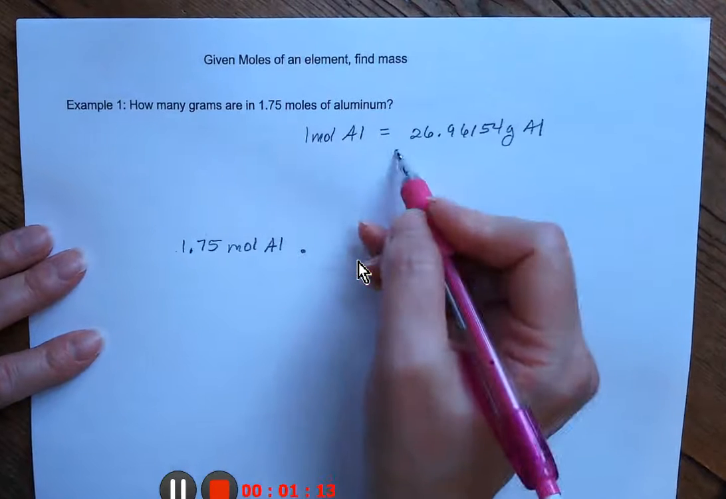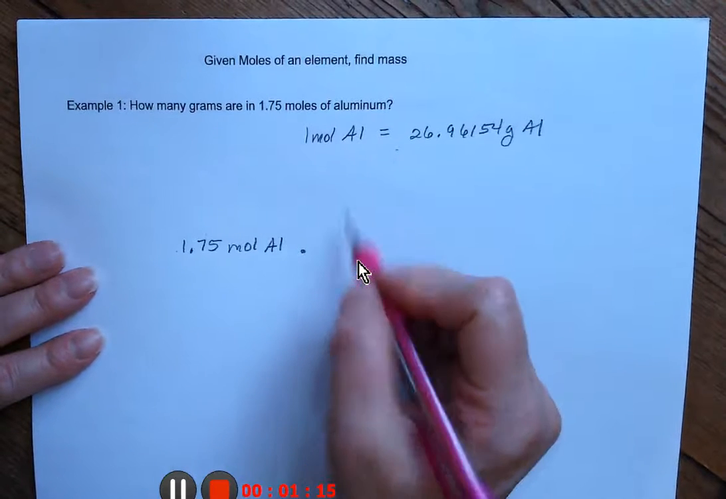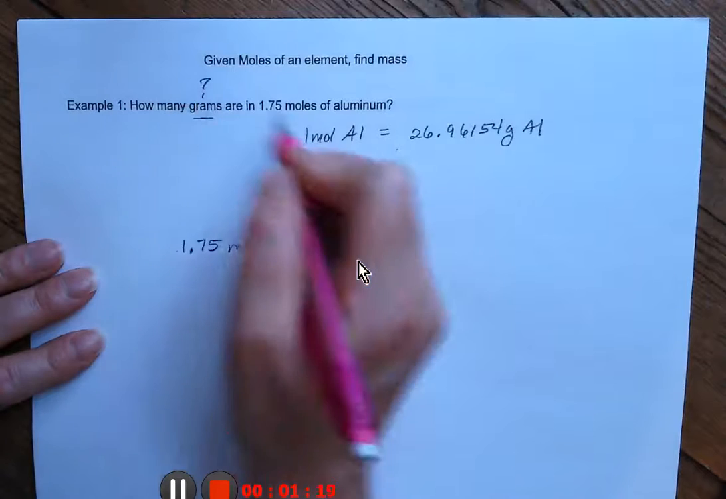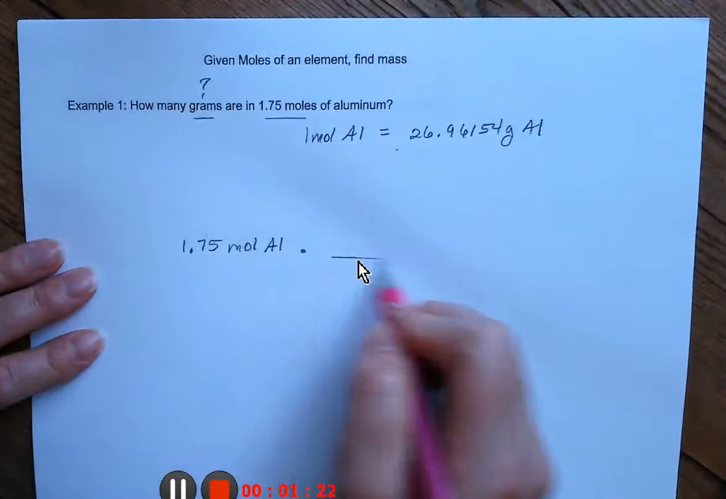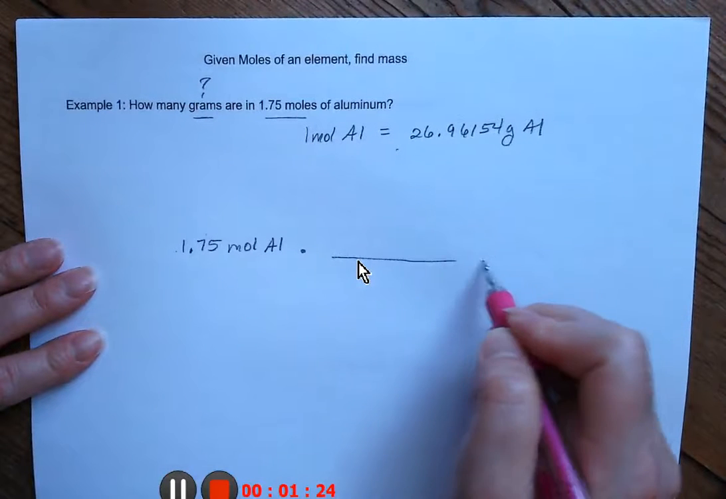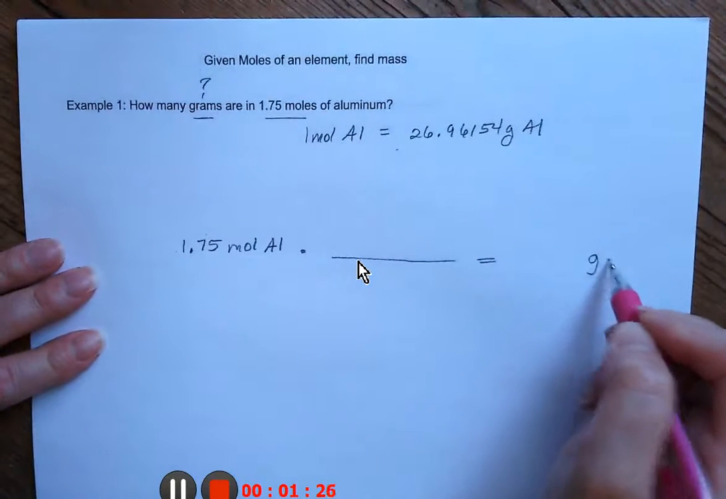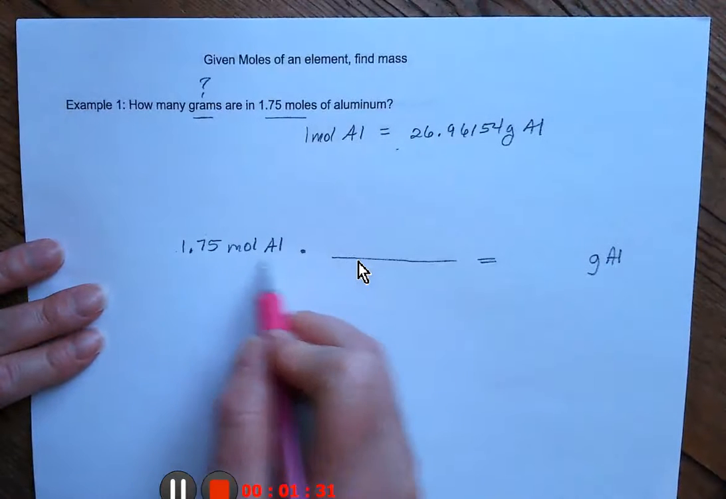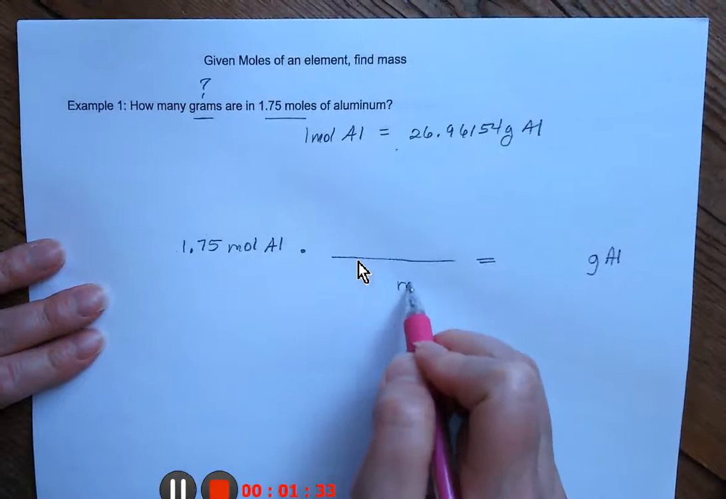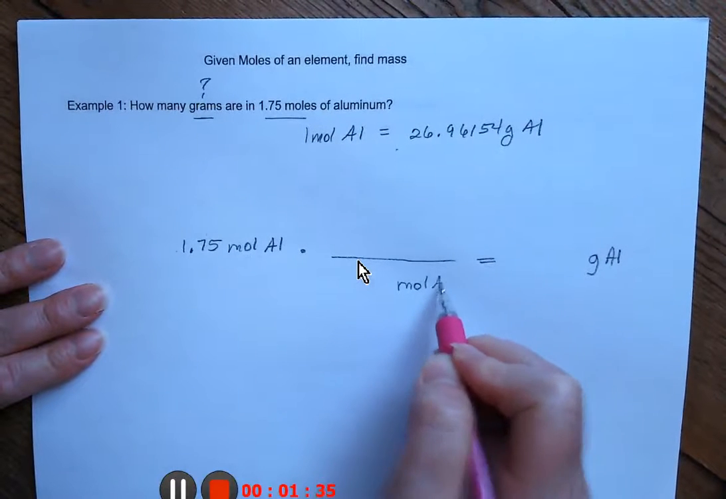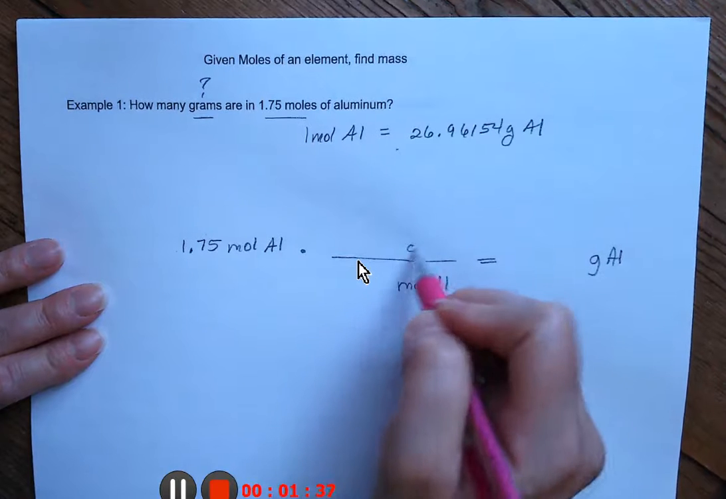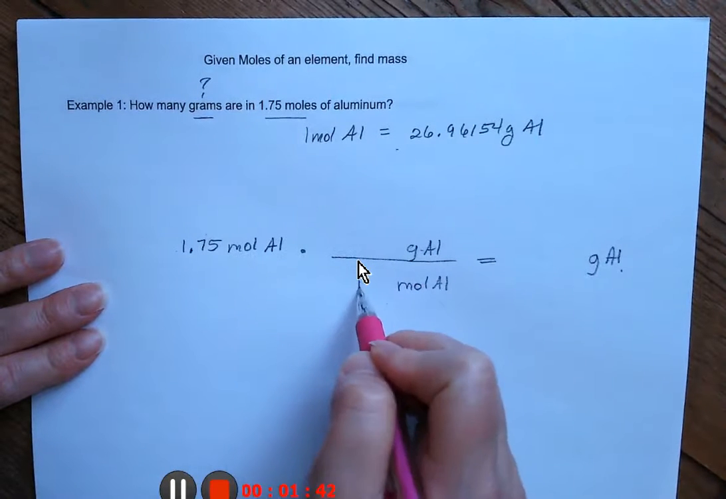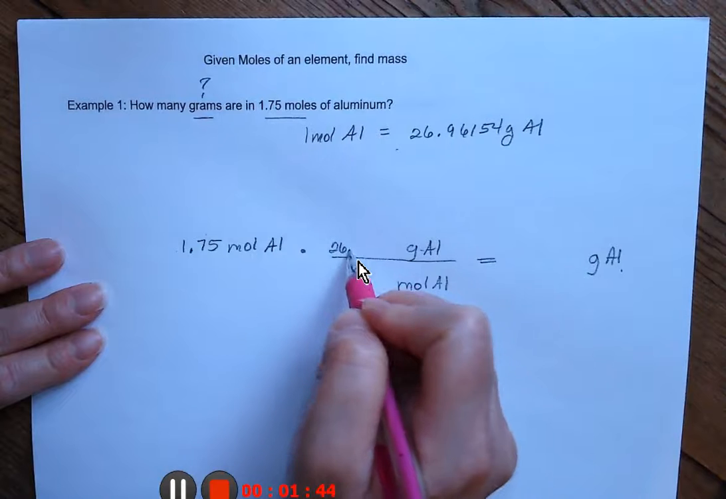And I want to multiply it by a conversion factor that will give me grams of aluminum. See, that's what we're trying to find. This is what we know. So I want to end up with grams of aluminum. So since I need moles to cancel, I know moles divided by moles cancel, and times grams gives me grams of aluminum. So now I know where my values go.